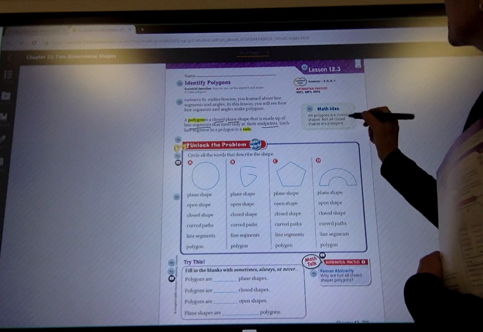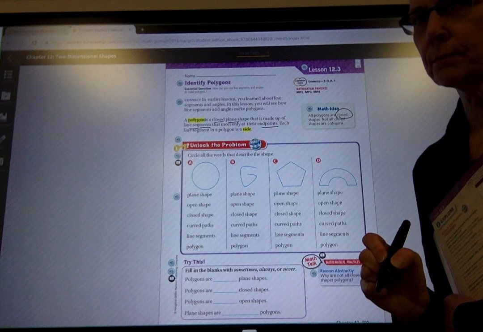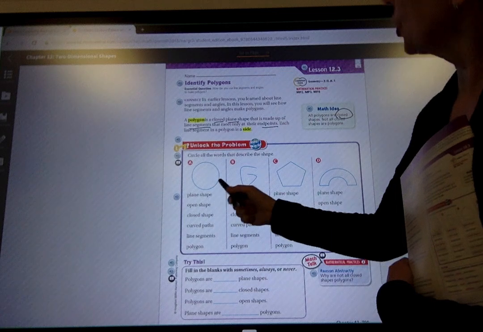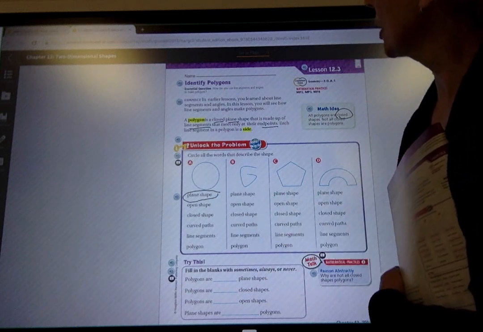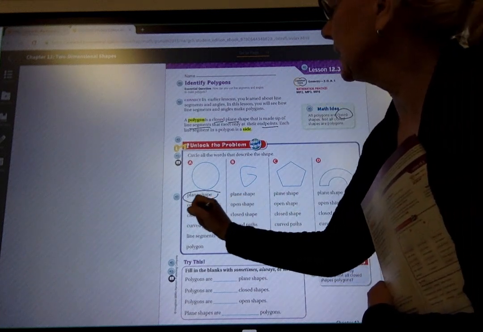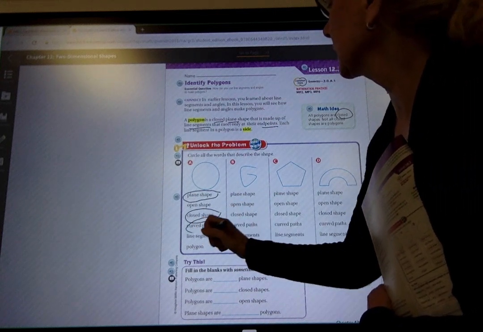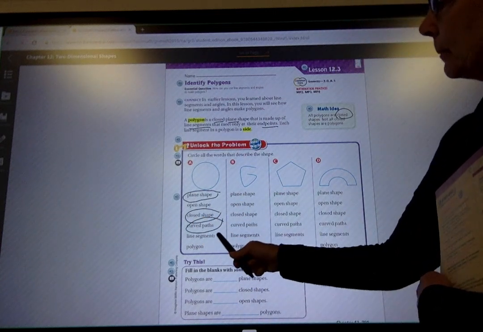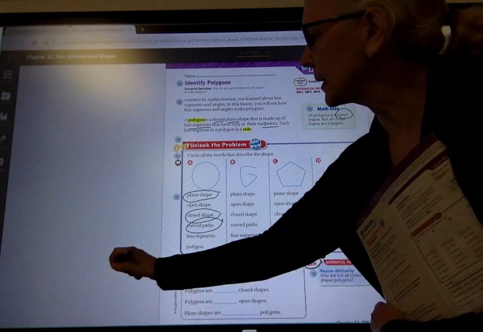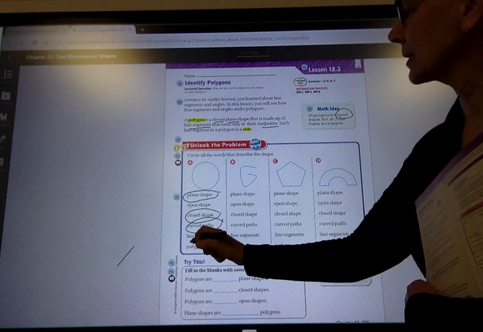All polygons are closed shapes. Not all closed shapes, though, are polygons. We'll get to that. So let's see, is this a plane shape? Yes, it's a flat plane shape. Is it open? No. Is it closed? Yes. Is it curved? Yes, that's important. Is it made up of line segments? No, line segments are straight. This curves. It is not a polygon.